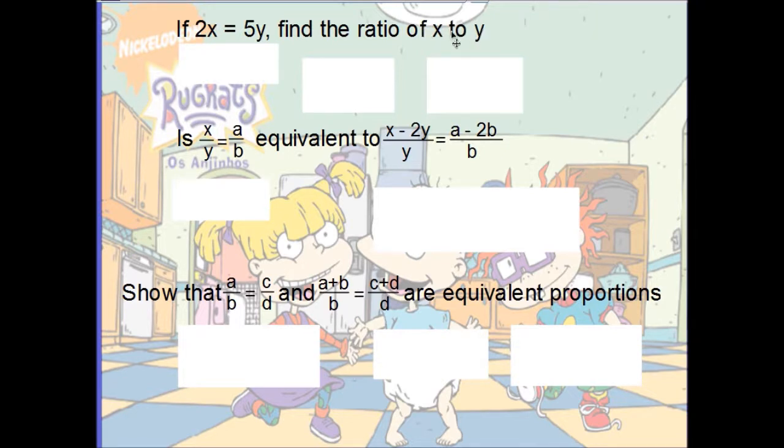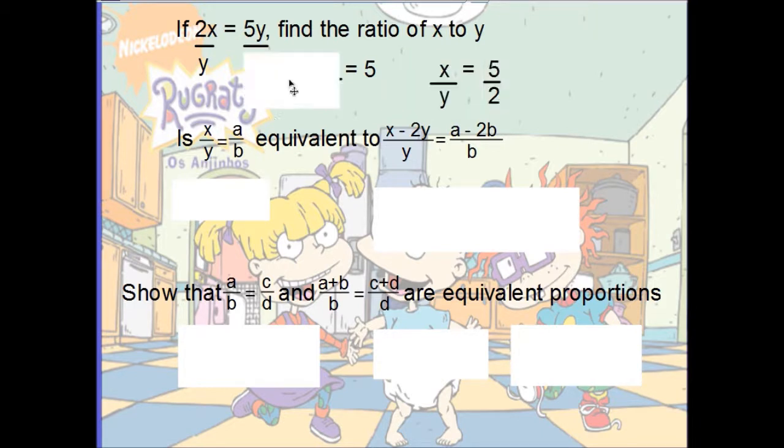Now, if we want x over y, we want x to be on top. In this case, the x is already on top of the left side. So the left side is where we want to get that x over y. In order to do that, the first thing I'm going to do is divide that y to both sides. When I divide both sides by that y, I end up with 2x over y equals 5. We got the x over y, we have to get rid of that 2. To get rid of that 2, I'm going to divide it to both sides, and that leaves me with x over y equals 5 over 2.